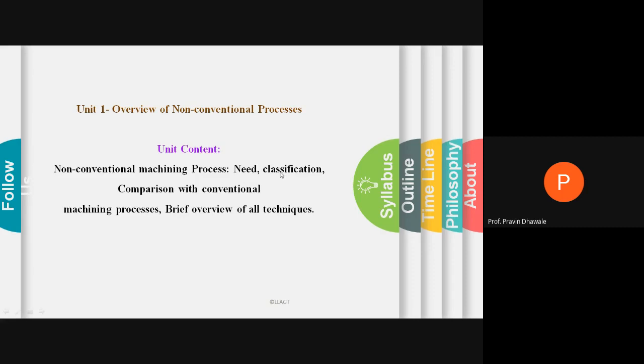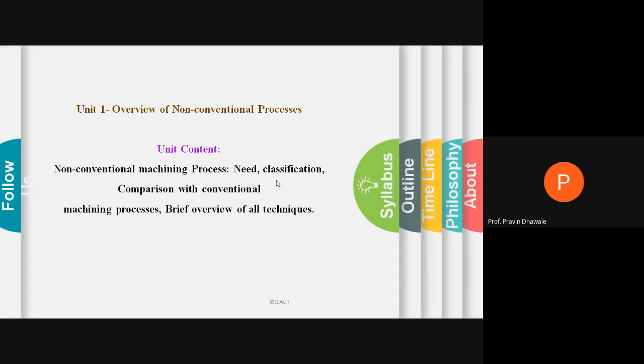Now we can classify these non-conventional machining processes based on the energy used to perform the operations. If you are using mechanical energy to remove the material from the workpiece, then those processes are called mechanical energy based non-conventional machining processes. We will discuss them in detail in the next chapter, chapter number two, where you have to study abrasive jet machining, water jet machining, abrasive water jet machining, and ultrasonic machining. These are the mechanical energy based processes.